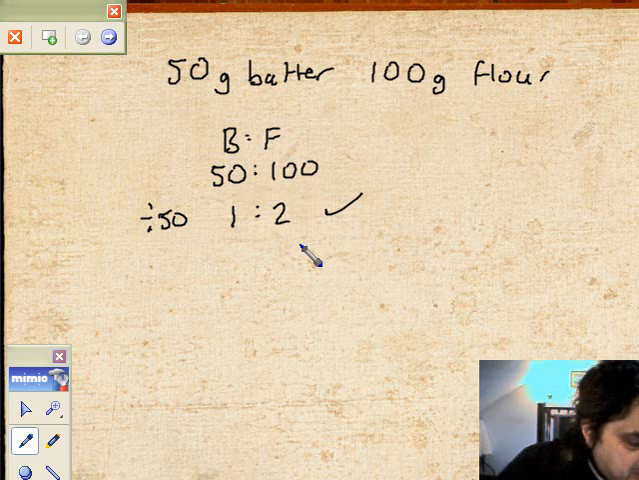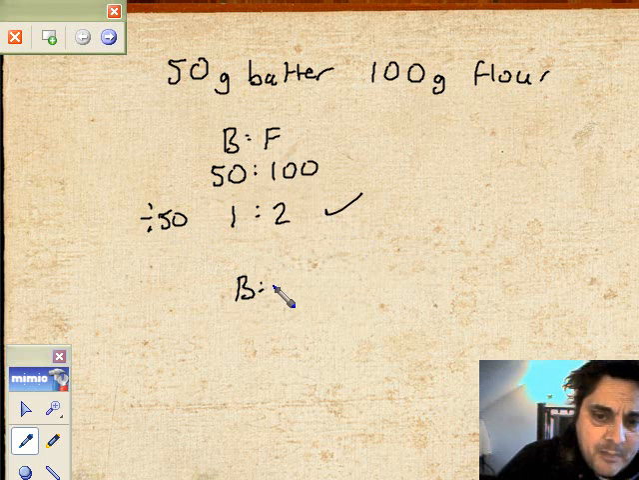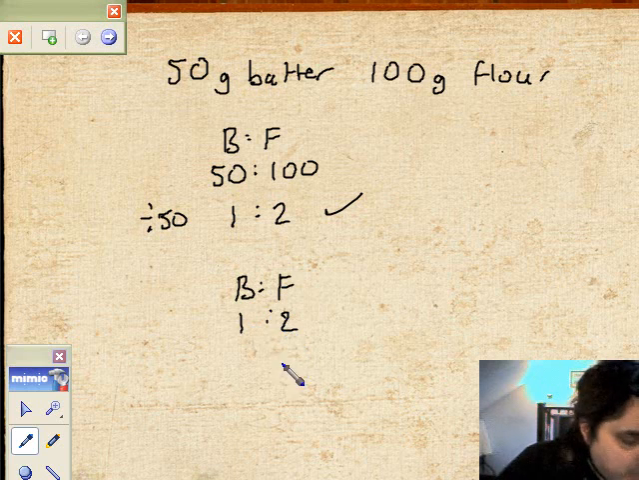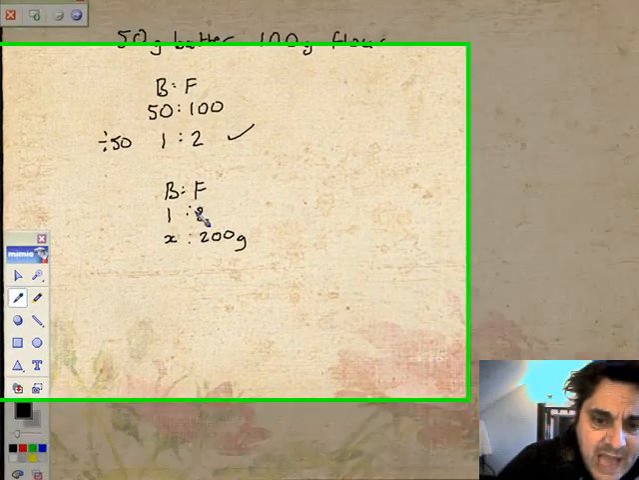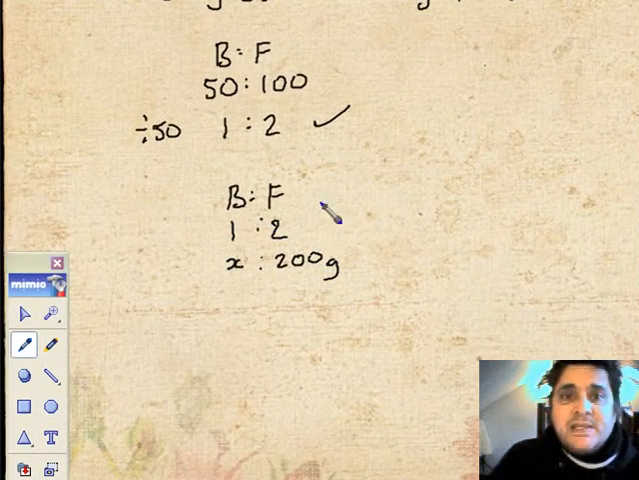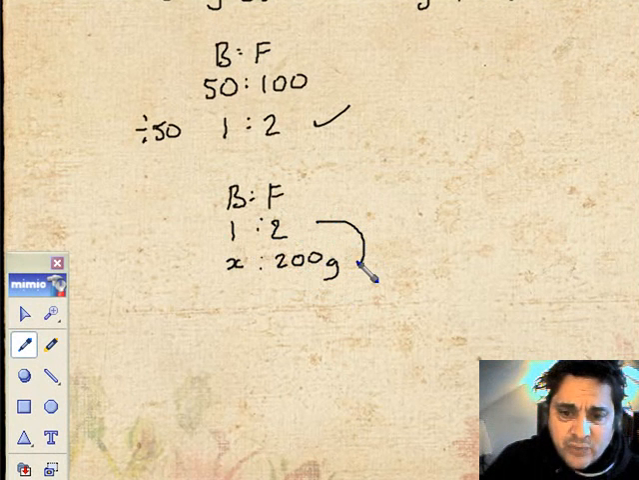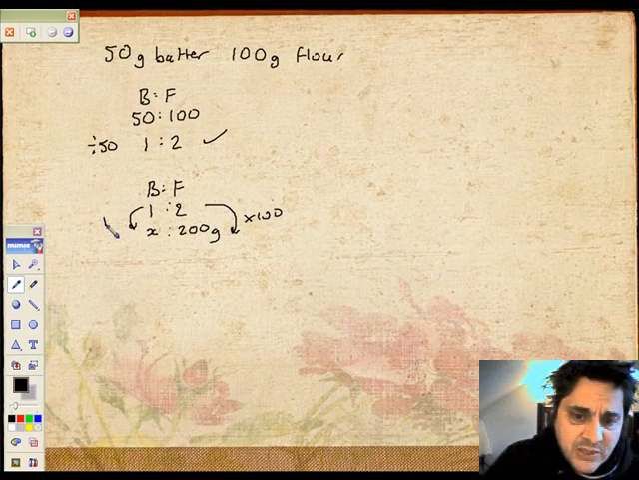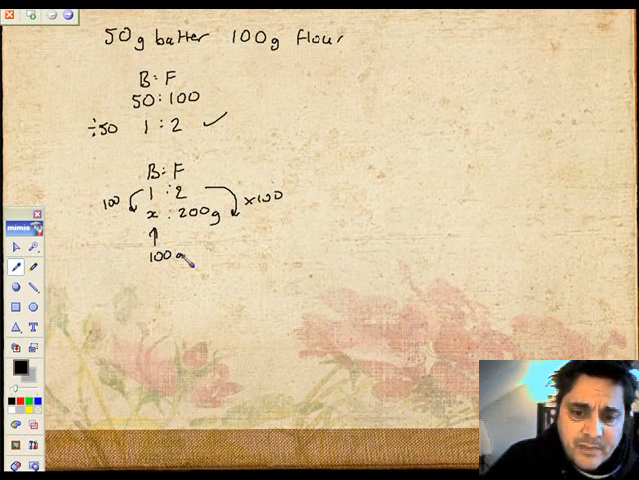B says, how much butter is needed for 200 grams of flour? Let's set up the ratio. Butter to flour, we now know is 1 to 2. We want 200 grams of flour, and therefore we want to find how much butter would match that, so it remains in the same ratio. Alright, so well, I can see that 2 times 100 will make my 200, therefore I need 100 times as much for the butter as well. So 1 times 100, well, that's 100, so I need 100 grams of butter there just to make it match.